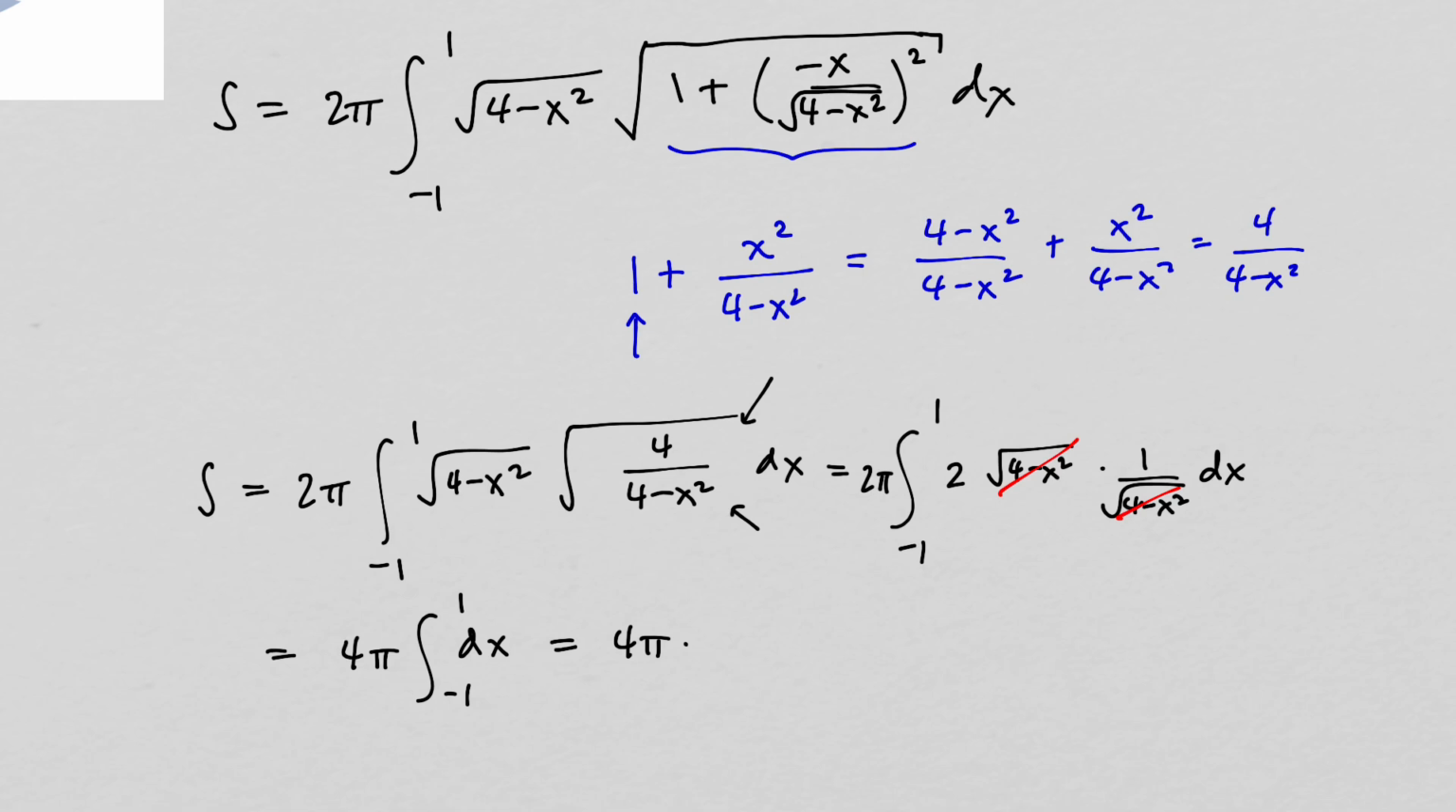And this is 4 pi times the antiderivative of 1, which is just x. And this goes from -1 to +1. So this is 4 pi times 1 minus -1. And this, of course, is equal to 8 pi.